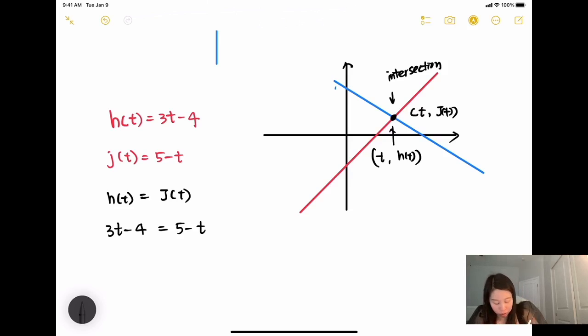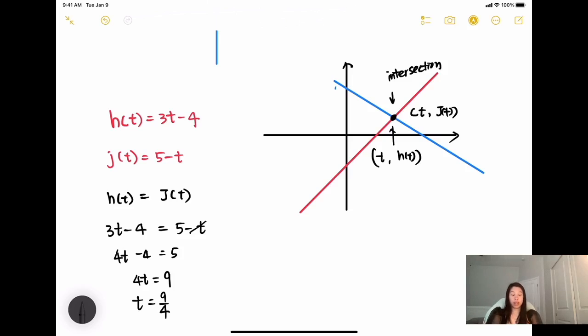We add t on both sides. We have 4t, and these get cancelled. And then we add 4 on both sides. So we have 4t equals 9. So t is equal to 9/4.